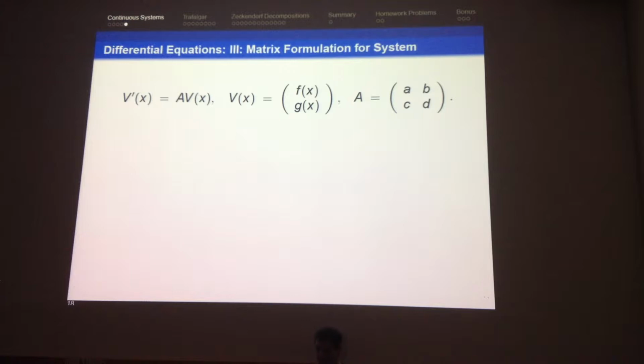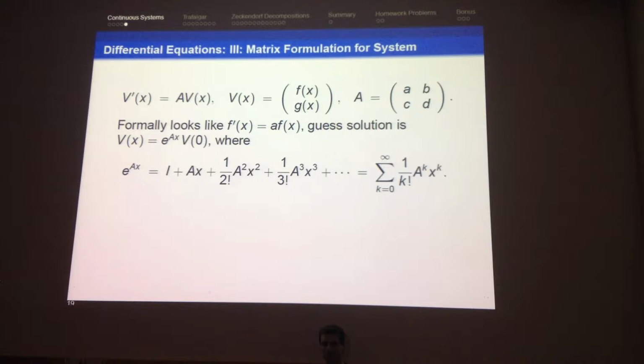The only difference was instead of using capital V, I used lowercase f. And instead of using capital A for a matrix, I had little a for a number. So formally, why don't we guess the solution is v of x equals e to the Ax times v of 0, where e to the Ax is the matrix exponential. So we talked a little bit about the matrix exponential last time.